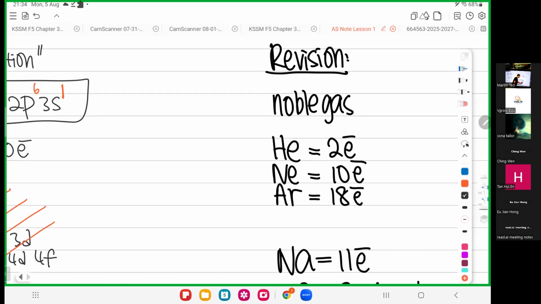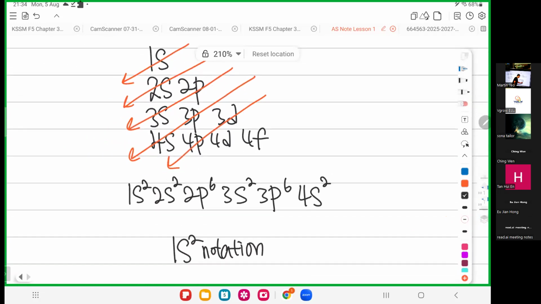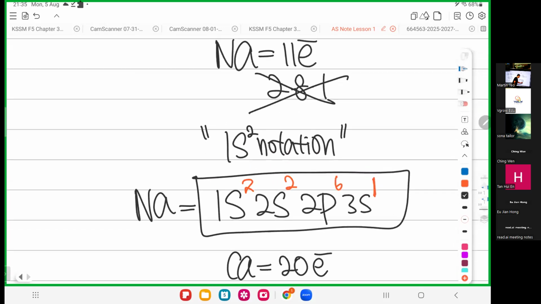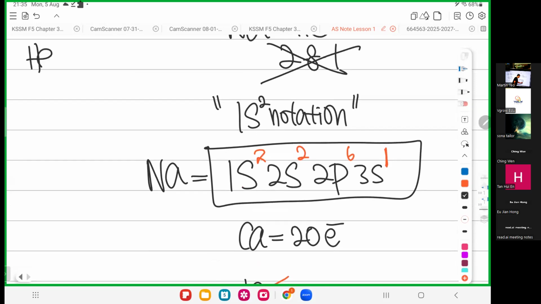For example, sodium. Just now when we wrote sodium, it's like this: 1s2, 2s2, 2p6, and 3s1. So you can save some space. How to save some space is here. Helium has 2 electrons, neon has 10 electrons, argon has 18.